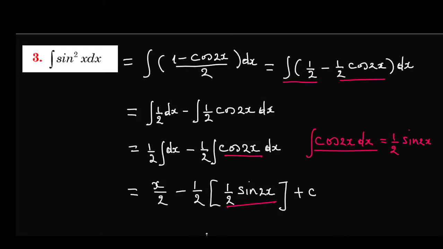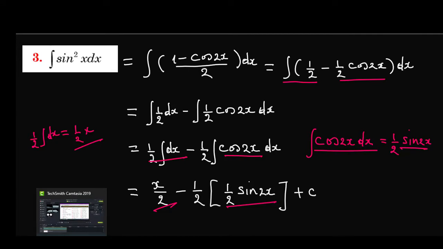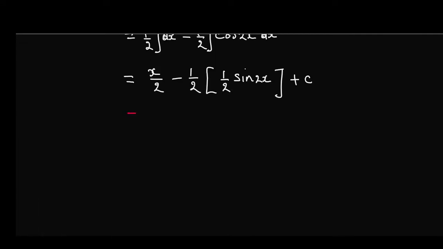Now here one over 2 dx equal x/2, minus 1/4 sine 2x plus c. Here I multiplied this.